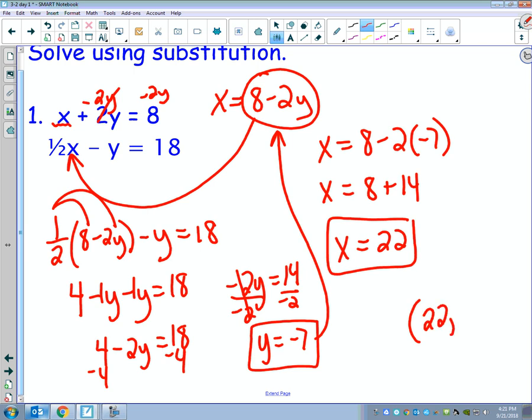You can leave your answer like this, or if you want, you can write it as an ordered pair, which means this would be one I really wouldn't want to graph because it doesn't cross until the x is at 22 and the y is at negative 7. You can check that this works just like with the graphing ones by plugging it back into both equations, and if it works in both equations, then you know for sure that it's true.